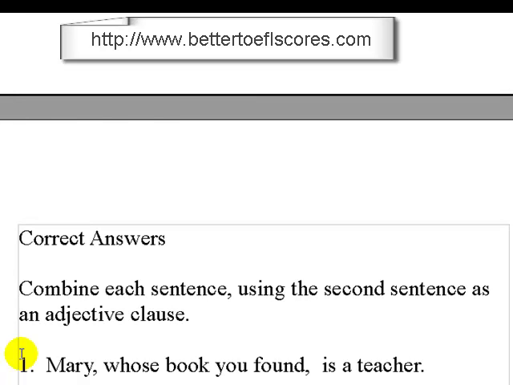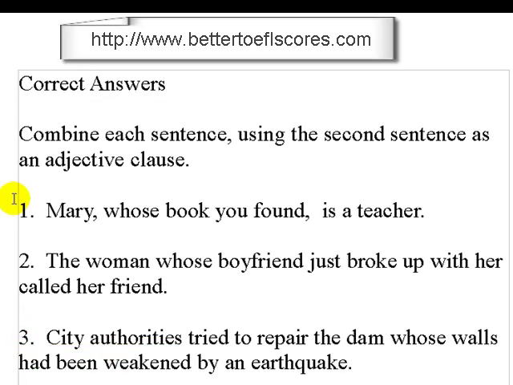Okay, here are your correct answers. Number one: Mary, whose book you found, is a teacher. Number two: The woman, whose boyfriend just broke up with her, called the police. Notice no commas at all. Number three: City authorities tried to repair the dam, whose walls had been weakened by an earthquake. How'd you do?